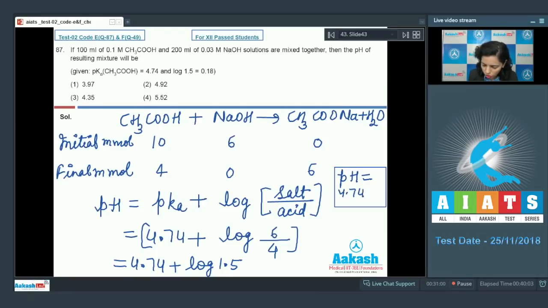4.74 plus 0.18. What would be this value? This would be 4.92. And where is it given? It is given in option 2. So this is the correct answer for this particular question. I hope this question is also clear to you.